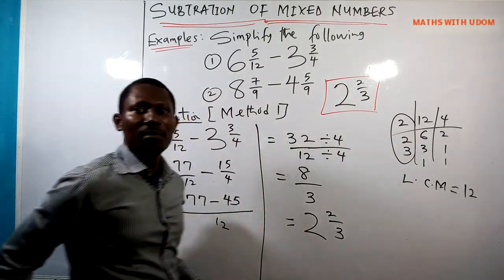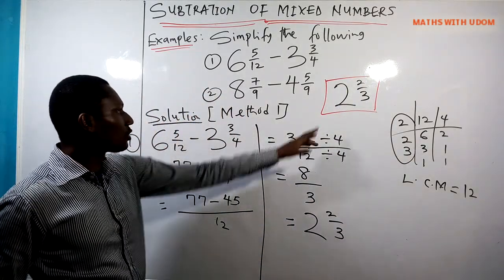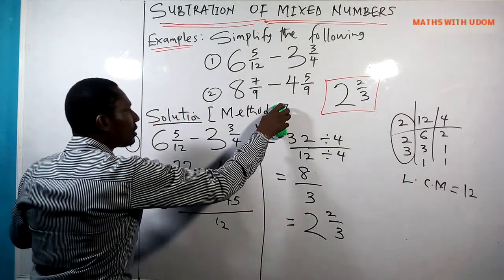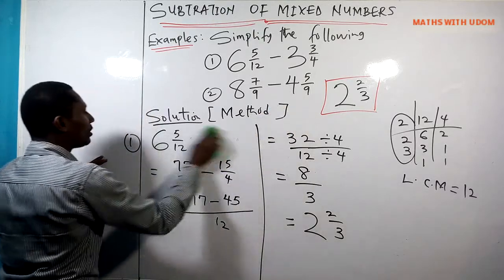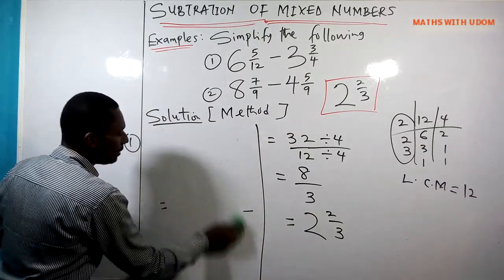So that is the first method. With the first method, we got 2 whole number, 2 over 3. Let's move to the second method in solving the same problem.